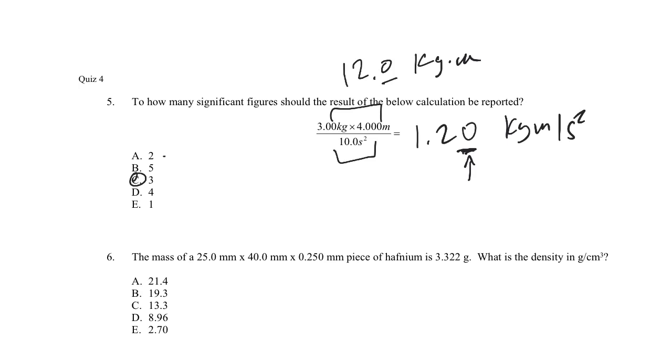Number 6, we're given the mass of some piece of hafnium is 3.322 grams. We're given some length units. We're asked for the density, but in grams per cubic centimeter. So we could do this a couple ways. We could just calculate the volume here, just using length times width times height, and then keep it in cubic millimeters.